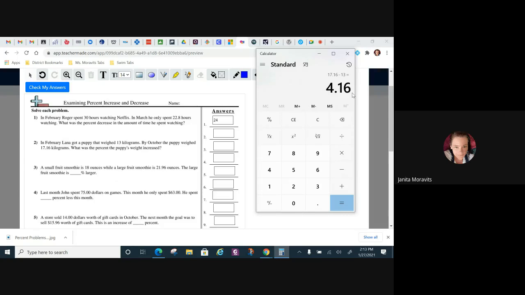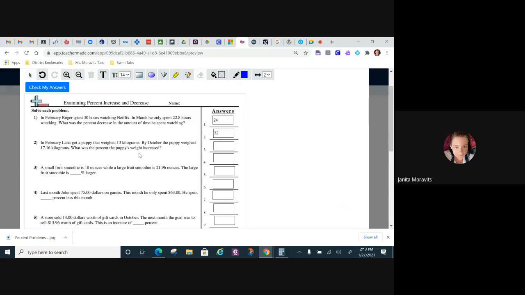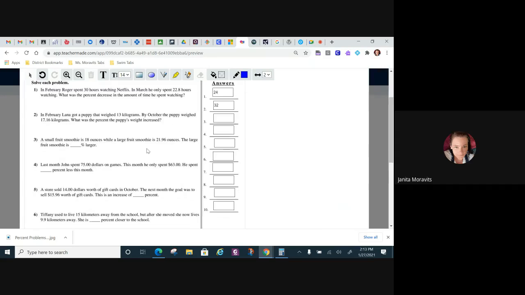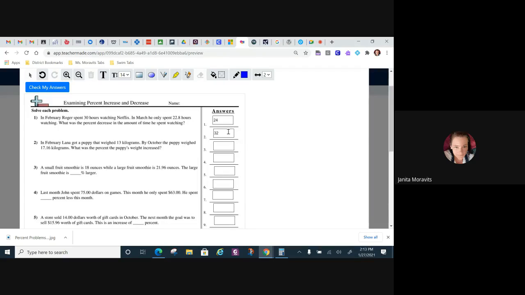But let's find out what the percentage increase was. So we would take this 4.16, which was the difference between the two weights, and we divide it by the original weight of 13. So we're going to divide it by 13. And we get 0.32. Remember, we can move our decimal 2 places to the right, or we can say times 100, and that equals 32%. Now, please don't get confused. You're not going to be able to type the percent sign on these, and that's okay.